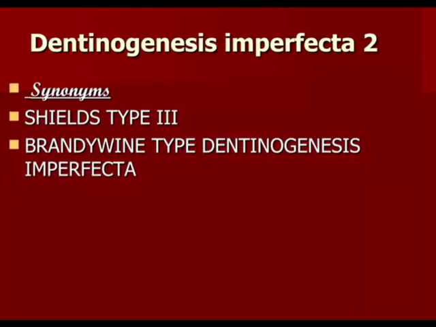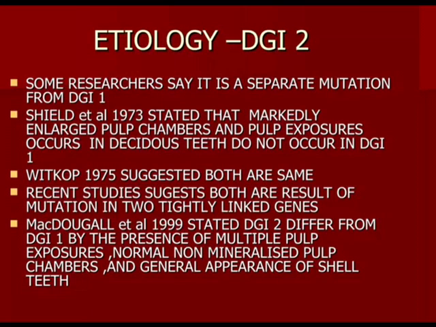Dentinogenesis imperfecta type 2 is also called Shields type 3 or Brandywine type of osteogenesis imperfecta. Etiology: some researchers say it is a separate mutation from dentinogenesis imperfecta type 1. Shields et al. in 1973 stated that there is an enlarged pulp chamber and pulp exposure occurs in deciduous teeth.